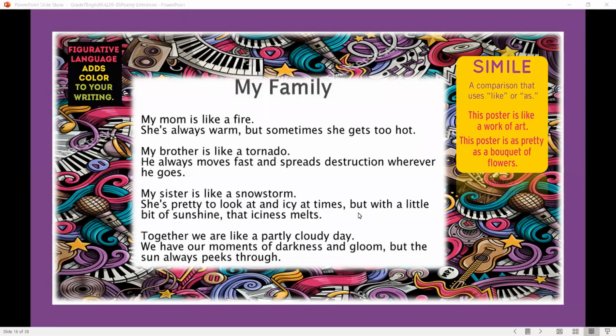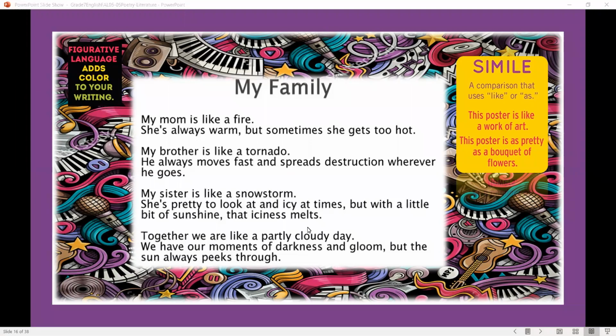The iciness melts. Together we are like a partly cloudy day. We have our moments of darkness and gloom, but the sun always peeks through.